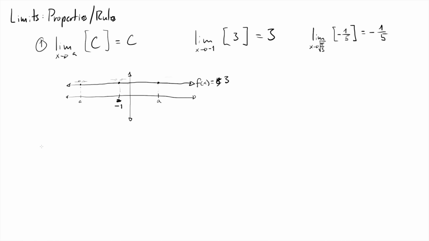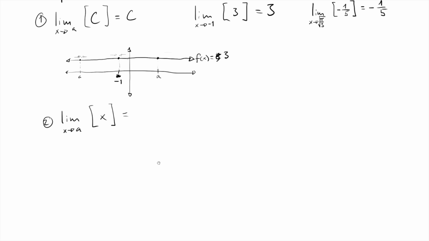And the second one that I'm going to mention here is, what is the limit as x approaches a of some function, and that function is going to be the function y equals x? Okay, what is this limit equal to? Well, again, we can draw a graph and see for ourselves what we expect. So if we draw the graph of y equals x, what is it going to look like?